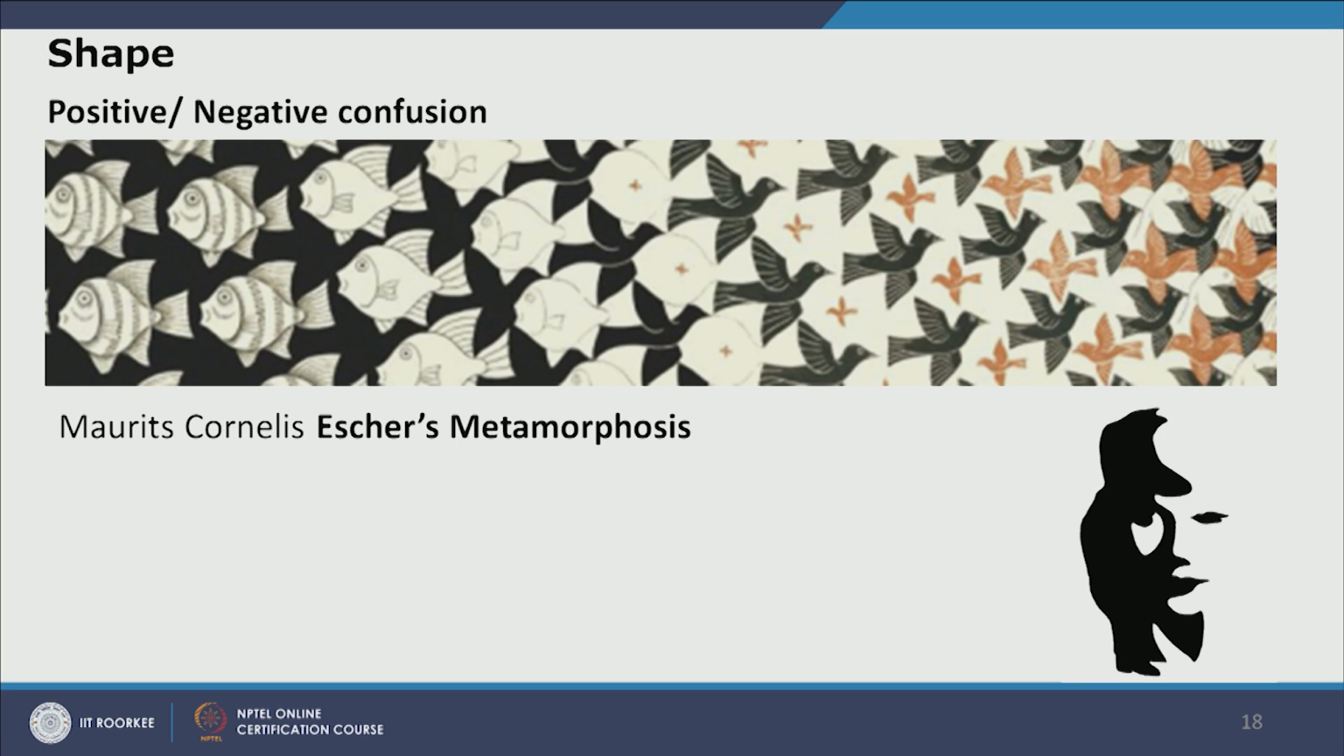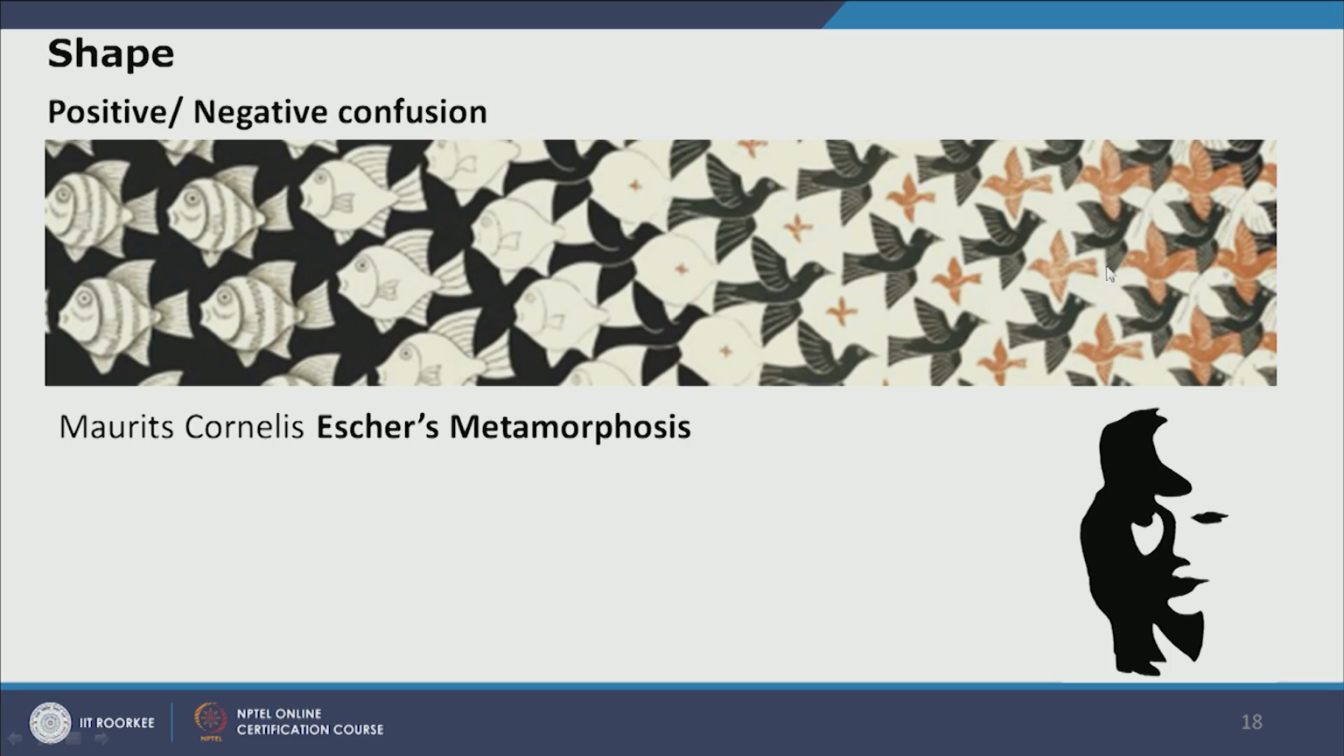But gradually, from the left hand side to the right hand side, the background, the negative space, gradually transforms into a bird, and the fish, the positive space, the white spaces, diminish and on the right hand side they don't even exist. Again they take the form of a brown bird, and then another kind of figure reappears. So there is a confusion between positive and negative space altogether in this composition.